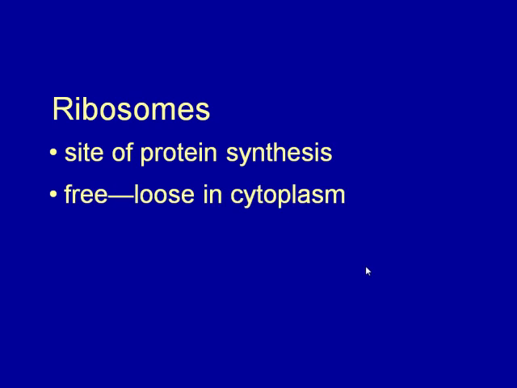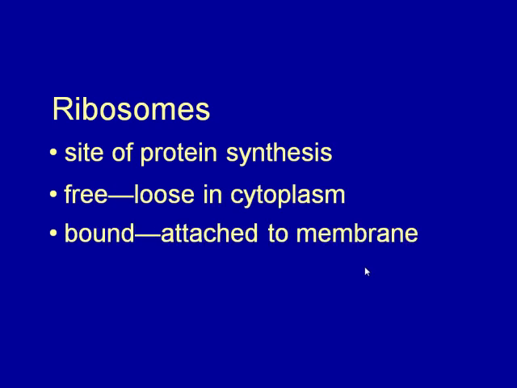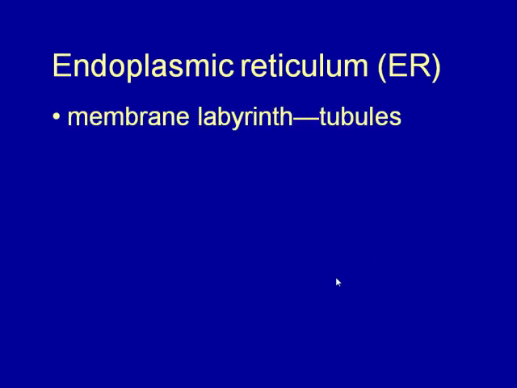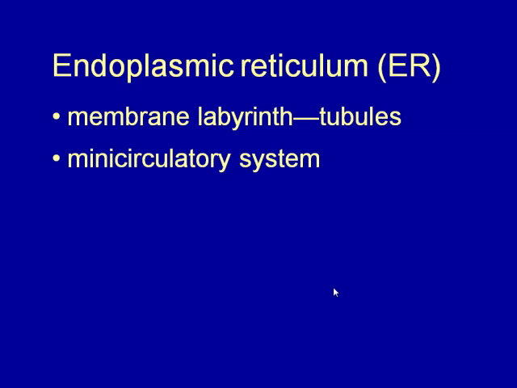Some of them are free in the cytoplasm, and others are bound to a membrane. And the membrane they're bound to is this endoplasmic reticulum. The endoplasmic reticulum is sort of a labyrinth. It's a series of membranes and tubules that go all through the cytoplasm. This is like the circulatory system of the cell. Things can get into the little tubules of the endoplasmic reticulum, travel to a different part of the cell, and hop out someplace else.